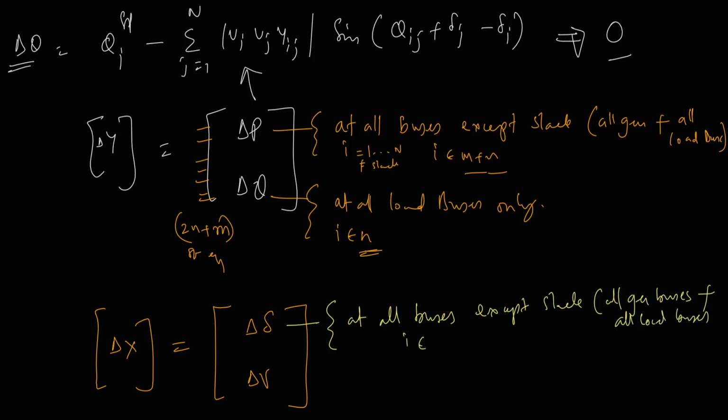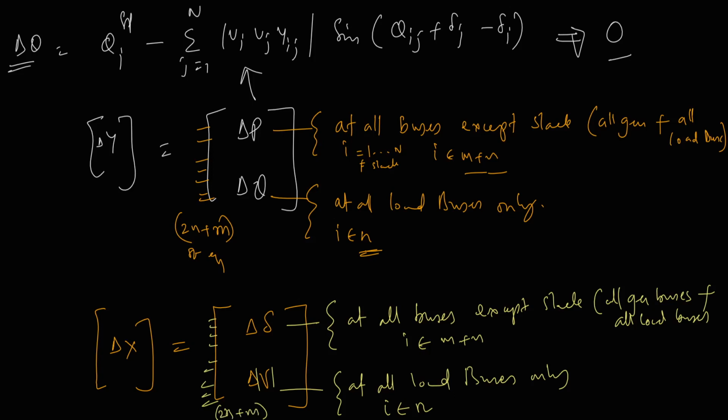That means i belongs to m plus n, or i is running from 1 to n, i not equal to slack, same. And voltages are specified at generator buses, but voltages are to be determined at load buses, so that is at all load buses. Now this is voltage magnitude, load buses only, so i belongs to n. Similarly, the number of variables, if you add up, is 2n plus m variables. So both are matching.